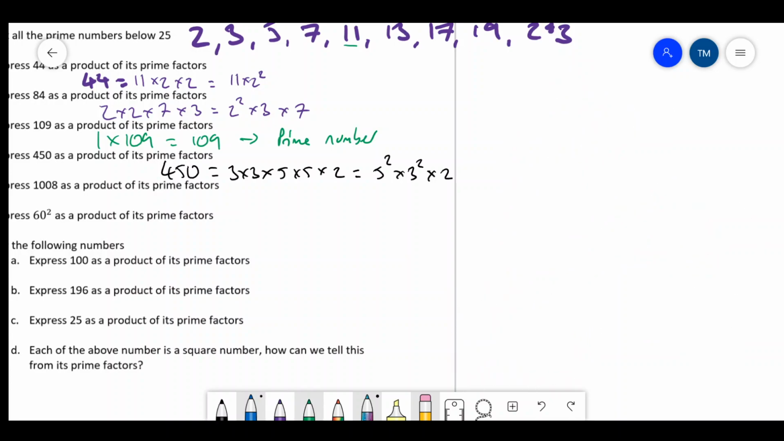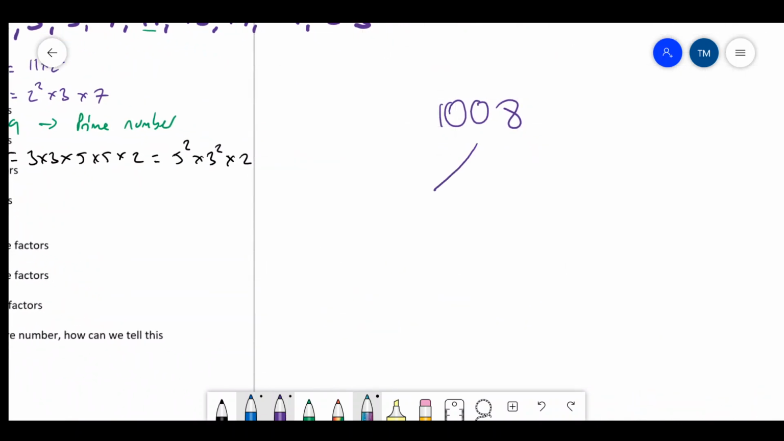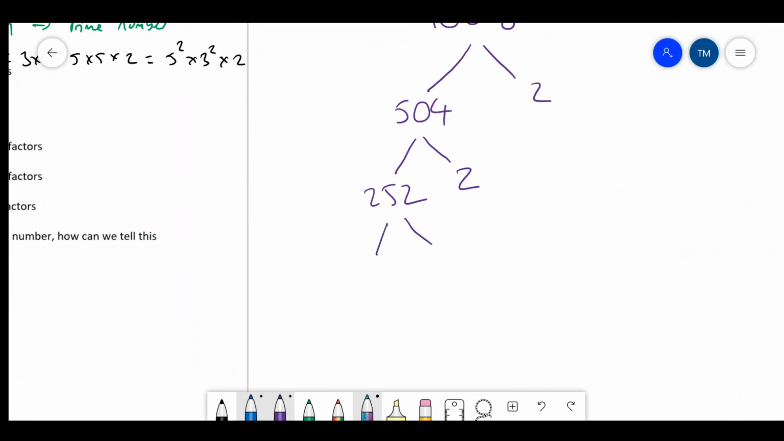Now 1008 is a really big number. They're not necessarily easy from the first go. The way that I would treat this one is to first divide by 2. So 1008 divided by 2 gives you 2 and 504. And 504 is still a big number, so we can split this again into 2 and 252. 252 is a relatively big number, so let's split it up again to 126 and 2.